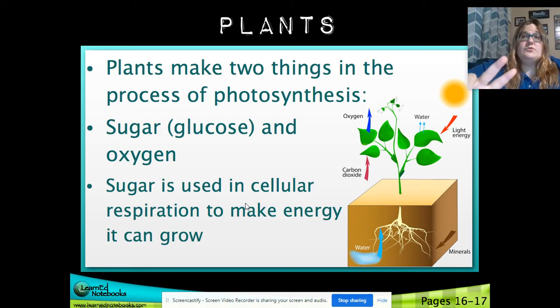Plants then make 2 things from photosynthesis. They make sugar, which we call glucose, and oxygen. Sugar is used in cellular respiration to make the energy. So sugar is not automatically the energy. Once it goes through cellular respiration, that is when it is the energy.